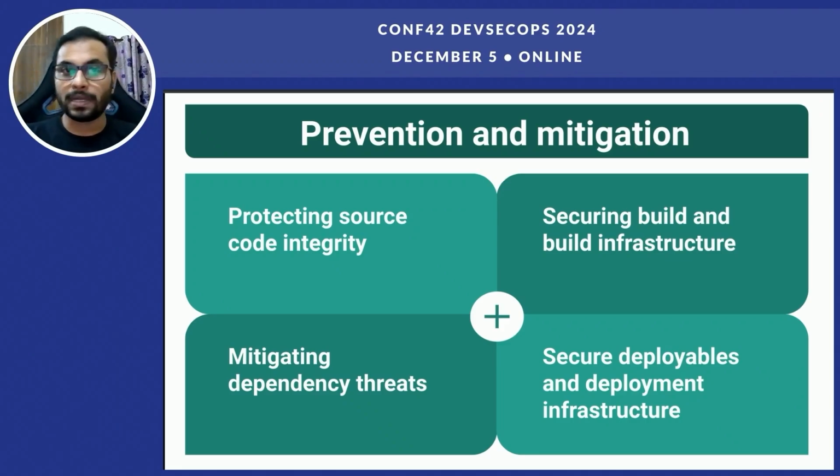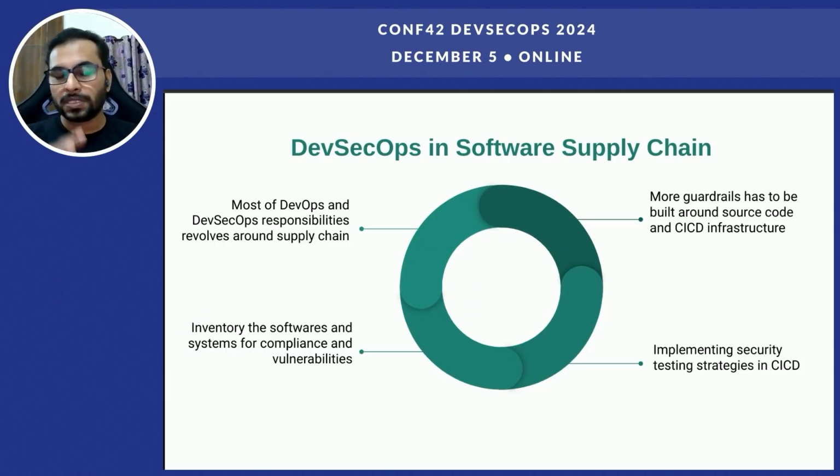And for your build and deployment infrastructure, you can improve the security in terms of whether it is exposed to the internet or whether there are any open endpoints which attackers can exploit. Things like that. Securing the entire infrastructure should always be a high priority for DevSecOps and DevOps. So for whatever we discussed so far, one key takeaway is that a number of DevOps and DevSecOps responsibilities revolve around the software supply chain. And protecting this supply chain will be a major part of DevSecOps responsibility.